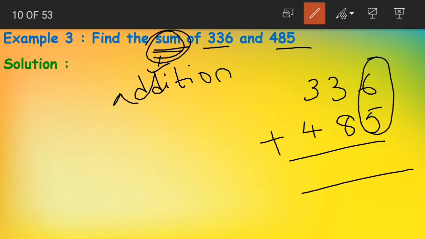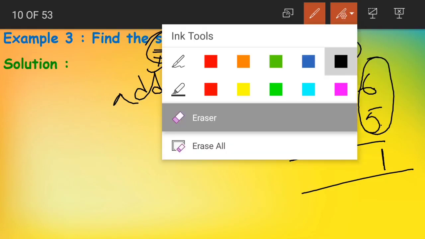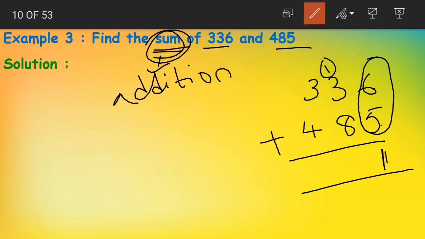Let us start from the ones place. 6 plus 5 becomes what, children? Count and tell me. 6 plus 5 becomes? Yes, 11. Now what should we do? We should write the one which is in ones place here, and the other one which is in tens place we should carry forward to the next place. Right children? We wrote the one which is in ones place here, and the other one in tens place got carried to the next place value.